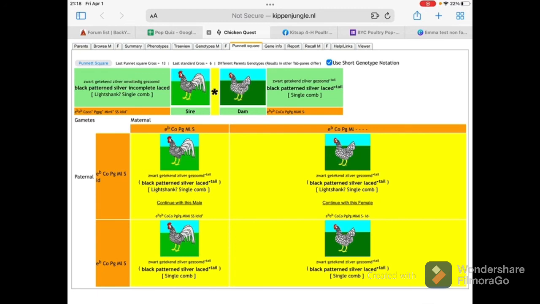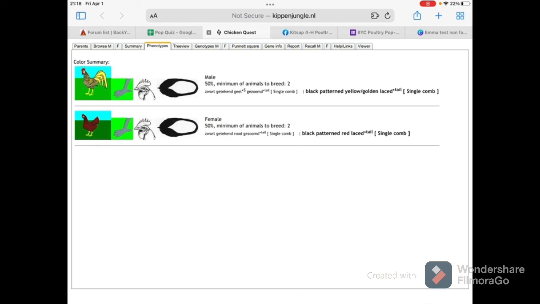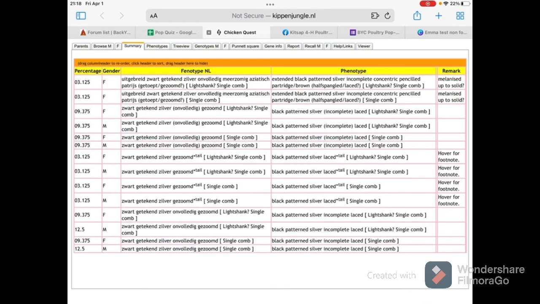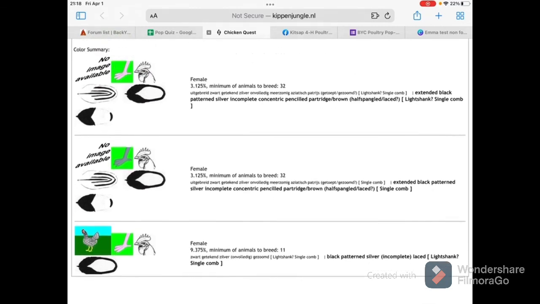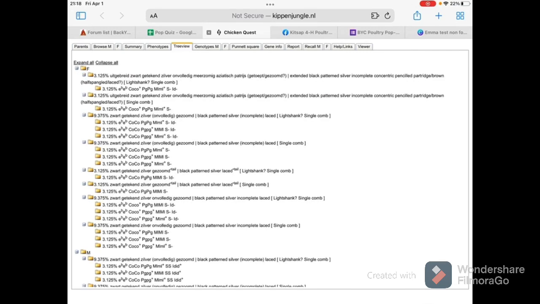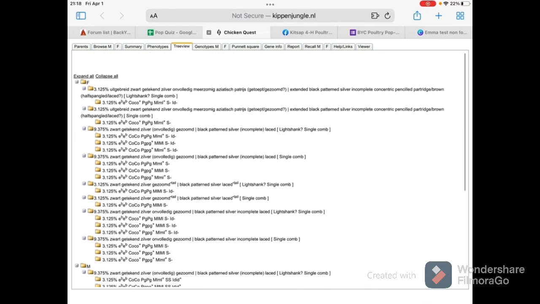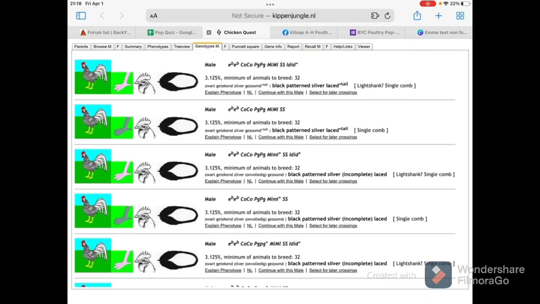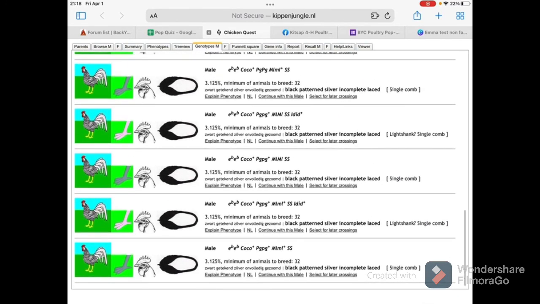And this site is really cool because you can look at the phenotypes of these birds. You can look at all this stuff. Look, if I were to click calculate, I think it should fill in. Yeah, there we go. Let's see all that stuff. And we can look at, like, this tree. And we can look at all the females. We can look at all the males. And really, the possibilities are endless.